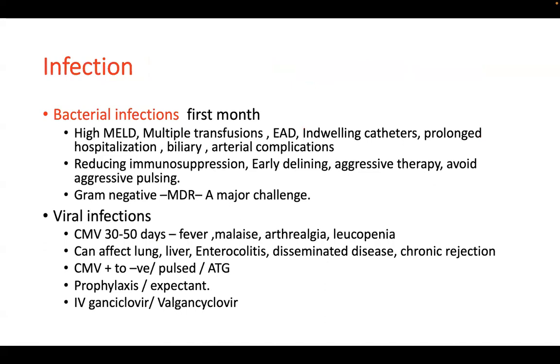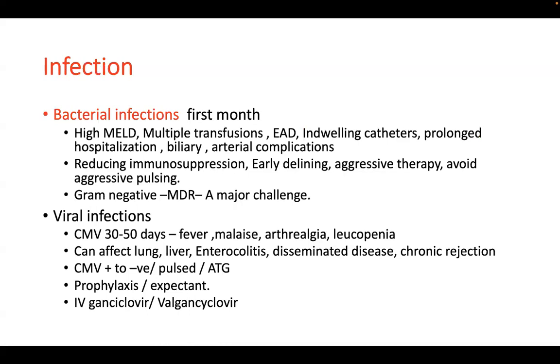Infection is, of course, a major complication. Bacterial infections are mostly seen in the first 1 month. Patients with a high MELD, sicker patients, nutritionally poor patients, patients who had multiple transfusions, patients with post-operative allograft dysfunction, prolonged ICU stay, indwelling catheters, patients who had biliary complications with bilomas, and arterial complications with secondary biliary necrosis. These are the patients who are really prone to bacterial infections.